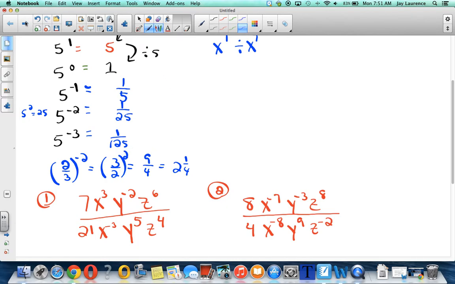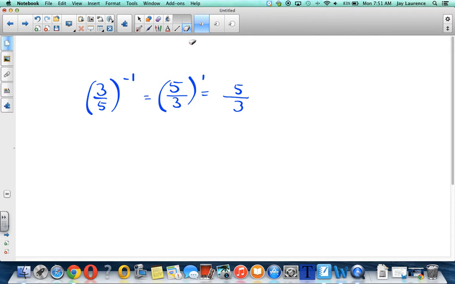Let's look at a couple more like that real quick. How about 3/5 to the negative first? Well, the negative exponent means to use the reciprocal, so I'm going to have 5/3 to the first power, but 5 to the first is 5, 3 to the first is 3, and ignore that little stray dot there. There you go. Pretty simple. Don't make this tough.